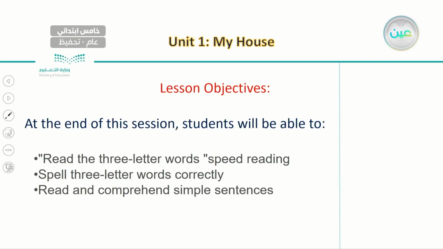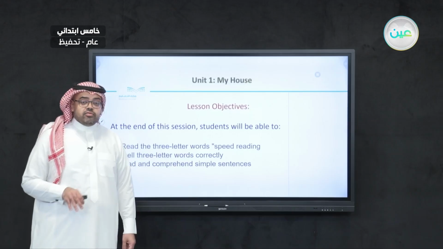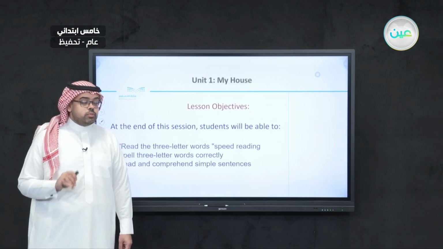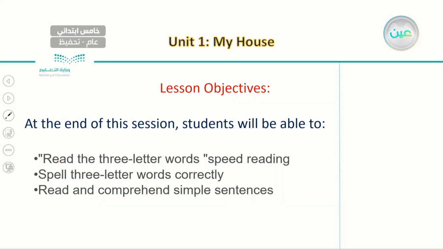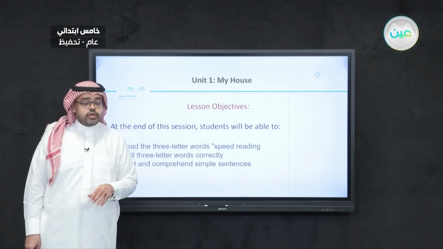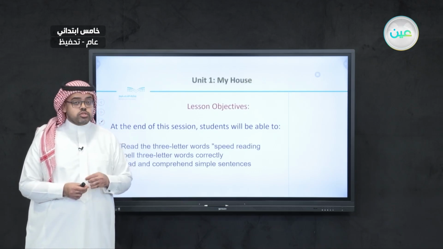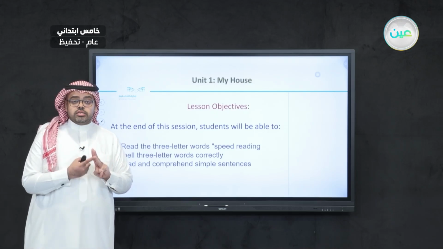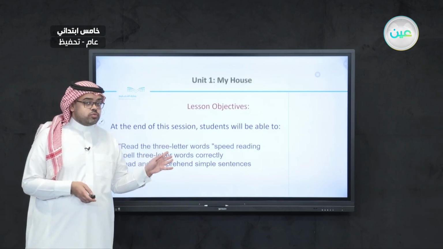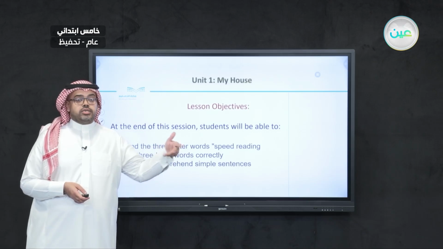So now, let's get to know our objectives in today's lesson. At the end of this lesson, we hope that you will be able to read 3-letter words with speed reading, spell 3-letter words correctly, and read and comprehend simple sentences. So we're going to try to read words that consist of only 3 letters, as we did with box, fun, hot, and not.